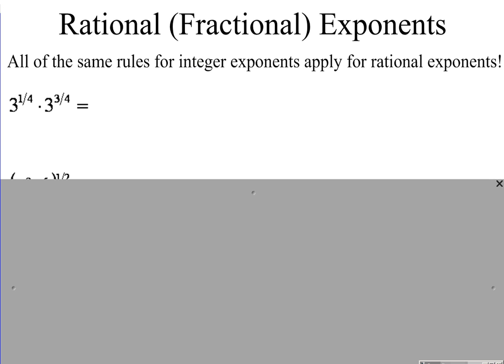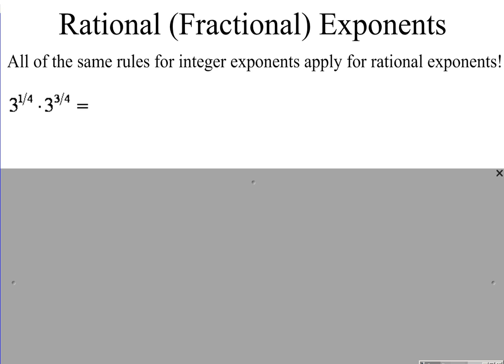Rational exponents. Remember, the word rational simply means can be written as a fraction. All the same rules for integer exponents apply for rational exponents. So don't think that there's a separate set of rules if you see a fractional exponent. You're still going to do exactly the same thing. So in this case, 3 to the 1/4 power times 3 to the 3/4 power, you're simply multiplying like bases.